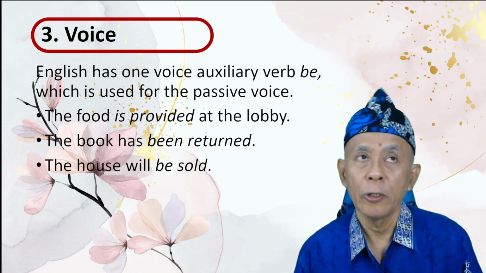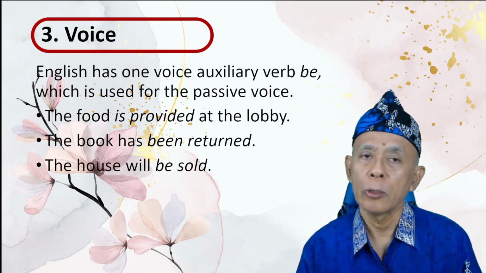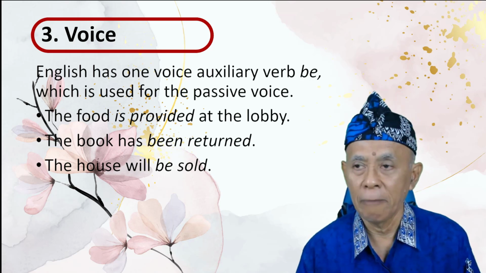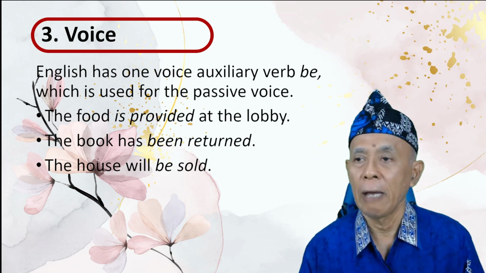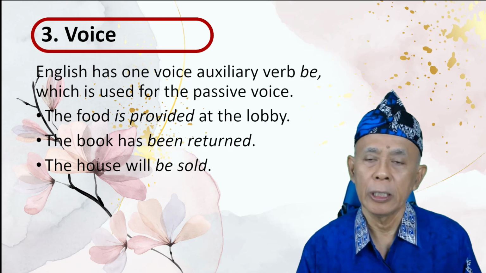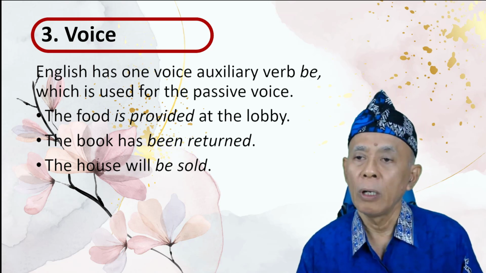Please note here that the form of be depends on the subject and also on the tense. We have: the food is provided in the lobby. If we have the food and the drink, we have: the food and the drink are provided. The book has been written. We have a singular book. If we have plural, we say the books have been written.